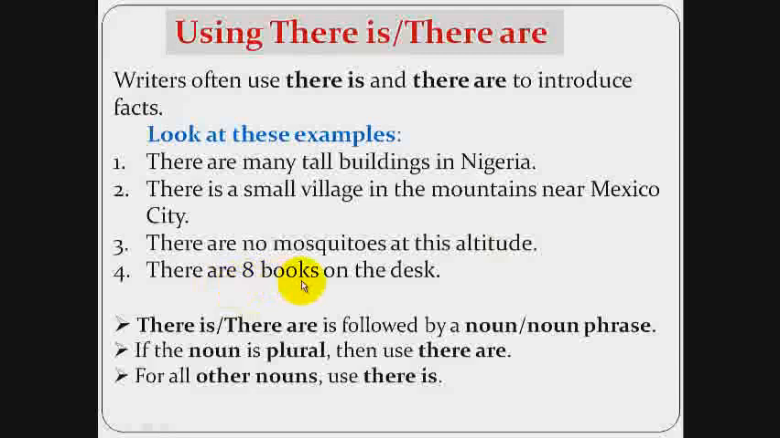There are 8 books on the desk. For example, suppose you have 8 books on your desk. So when you are going to tell that fact, you will say there are, because in here we have 8, more than one. So we will say there are 8 books on the desk. Thank you very much. So there is and there are is followed by a noun or noun phrase, like this one, many tall buildings, like this one, small village, mosquitoes, books.